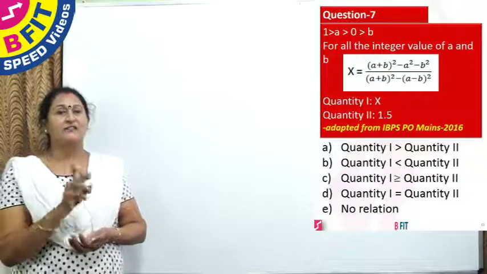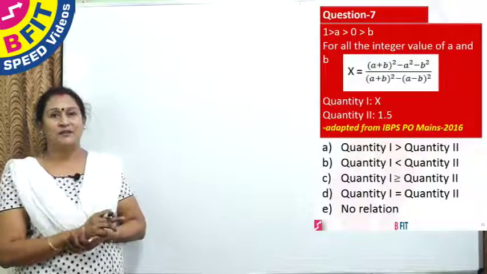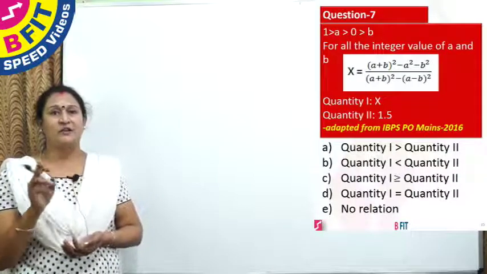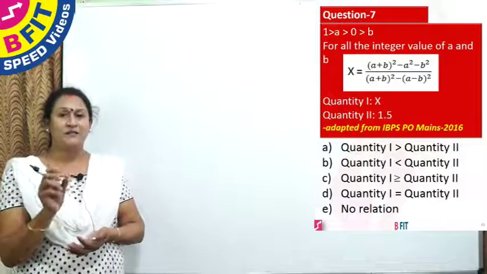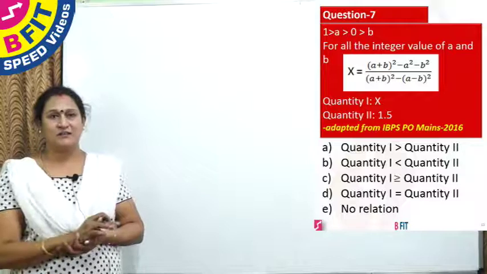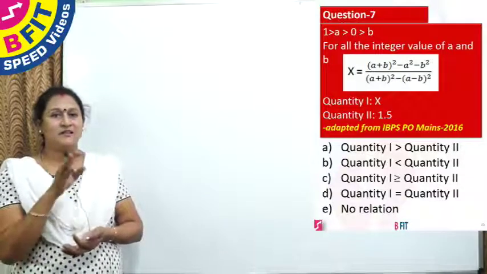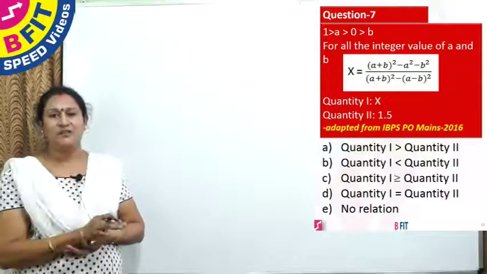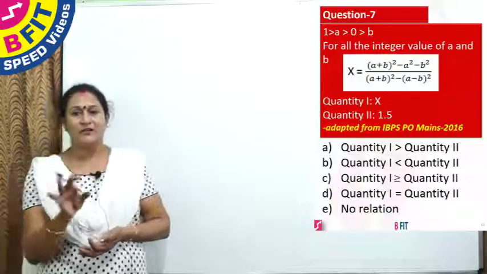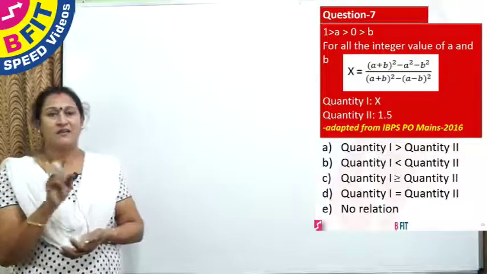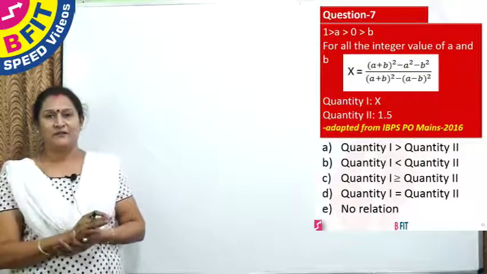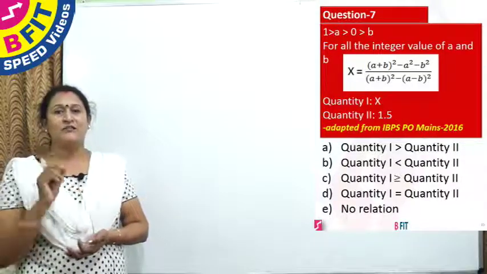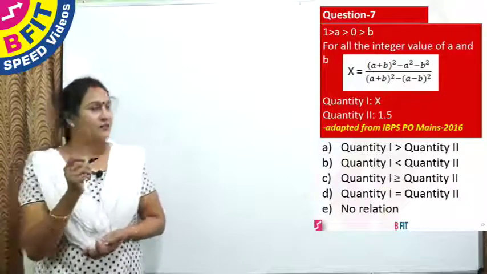We have the range for the values a and b. They have given for all integer values of a and b, which implies a and b are integers, no decimals or fractions. So a is lesser than 1 but greater than 0, which means no negative value for a, and b is lesser than 0, which means b will take negative values. First we will solve for x. So what is the expression given?